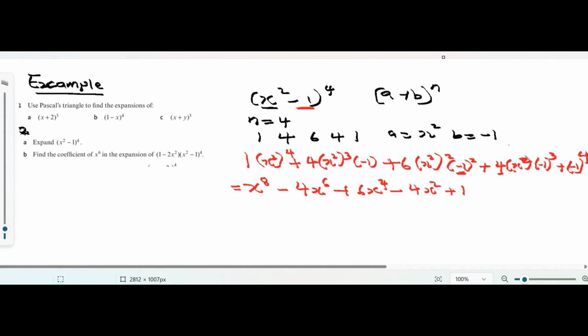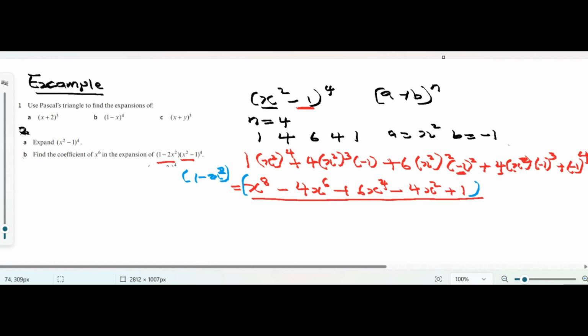Very simple and straightforward. All right, I have that, and the question asks me to find the coefficient of x raised to power 6 in 1 minus 2x squared times x squared minus 1 all raised to power 4. I know this part to be this in red, so I will just multiply with these parts. I will multiply 1 minus 2x squared with everything here.